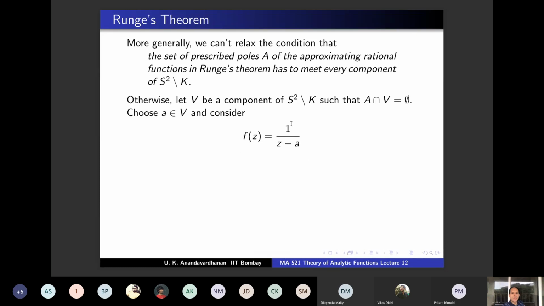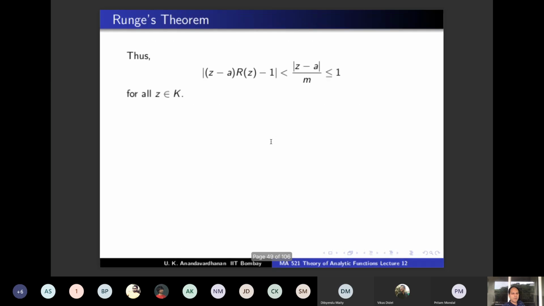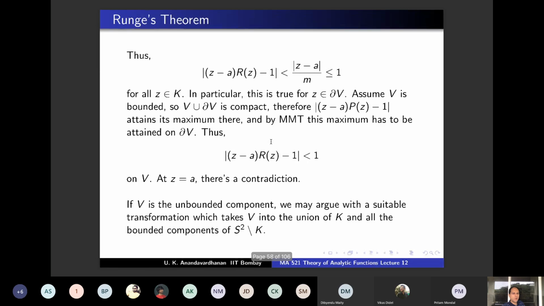So if A does not meet the unbounded component, right, K is compact, so K is contained in a bounded disk and you have this unbounded component, and if A does not meet there, you can take one of the simplest polynomials, you can take f(z) equal to Z itself. And I think we can argue that f(z) equal to Z cannot be uniformly approximated on K by rational functions meeting only the bounded components.